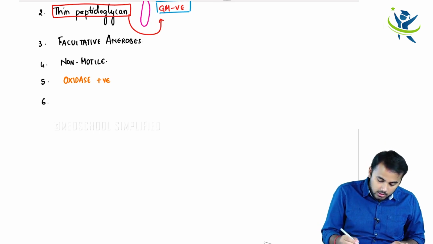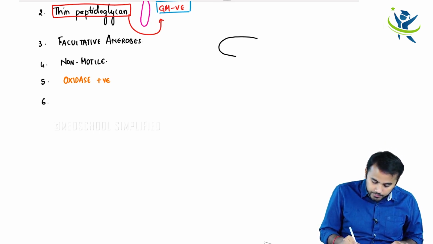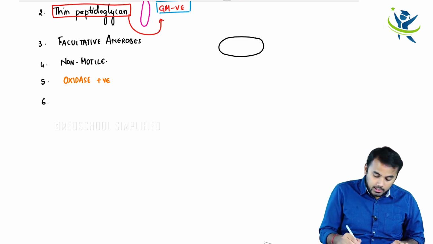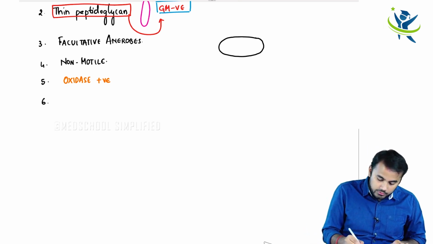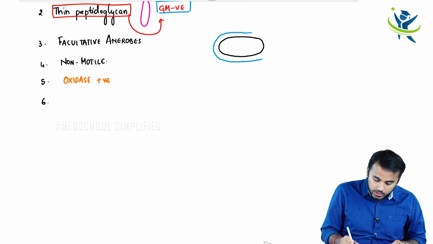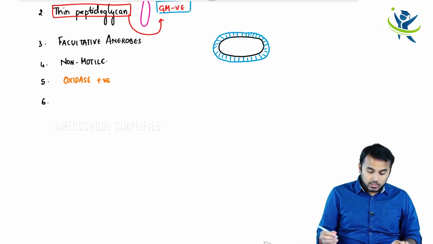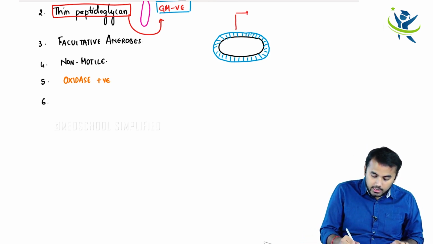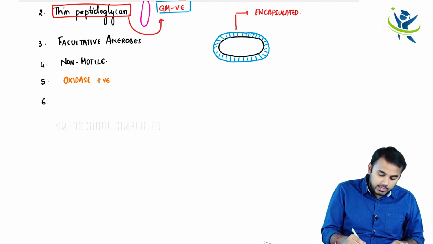For example, let me draw the organism here. Let us say this is an organism. Now surrounding this organism, all of you should know, you have something called a capsule. So if this bacteria has a capsule, can I call it an encapsulated bacteria? Yes. So this bacteria is encapsulated.